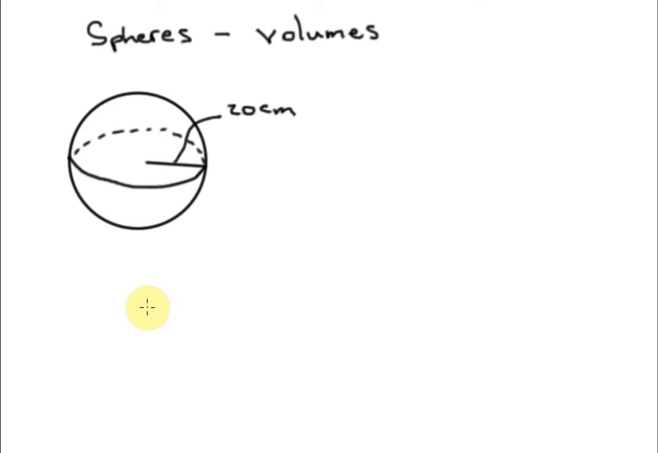Today I'm going to look at a couple examples involving volumes of spheres. So let's start by giving you the formula. The volume of a sphere has a formula that is 4/3, or 4 divided by 3, times pi times the radius cubed. That's the formula, and so here's our first example.